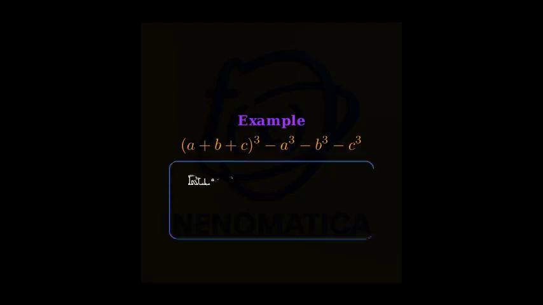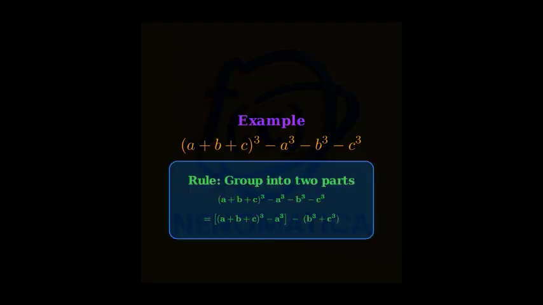(a plus b plus c) cubed, minus a cubed, minus b cubed, minus c cubed. Our goal is to factor this expression completely. This is a challenging problem, but we'll break it down into manageable steps. The first step is to rewrite our expression by grouping terms strategically. We'll use this rule to group our expression into two parts. This will help us apply the difference of cubes formula.